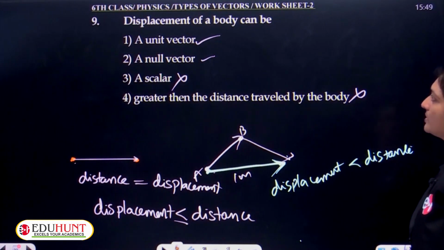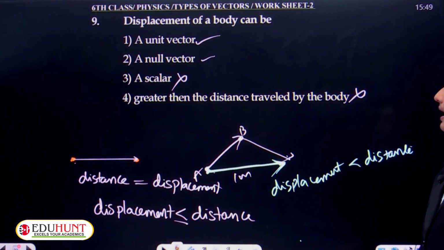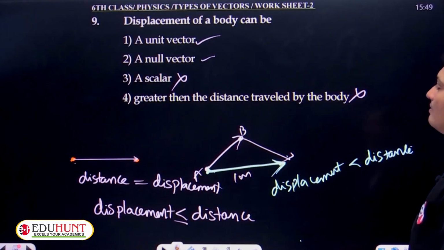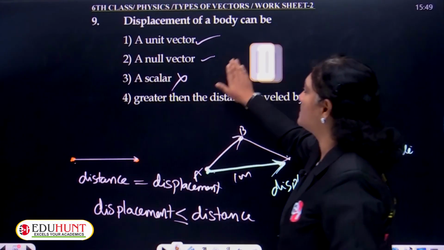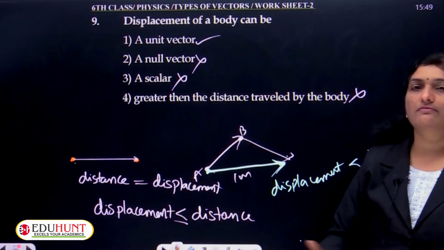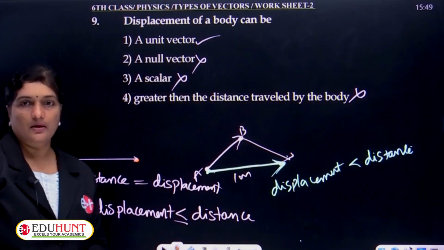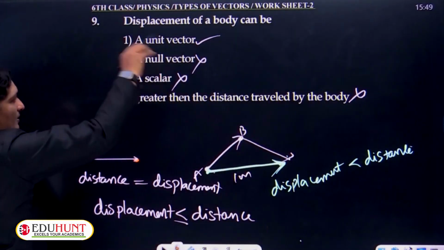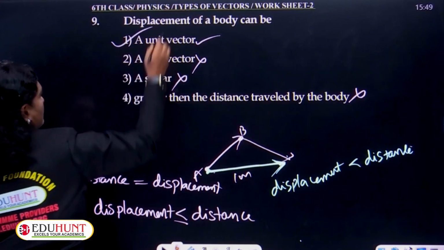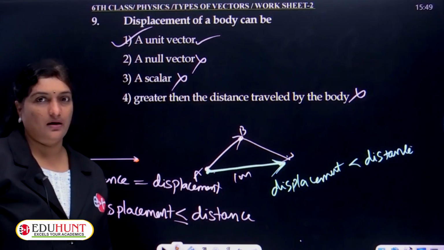So, what is the correct option, children? Displacement of a body can be a unit vector as well as a null vector. If some displacement has occurred, let us consider this also wrong only. Some displacement they have to consider. Okay, so if no displacement is there, it can be considered as 0. Among the better options, let us consider the first option only, can be a unit vector. Okay.